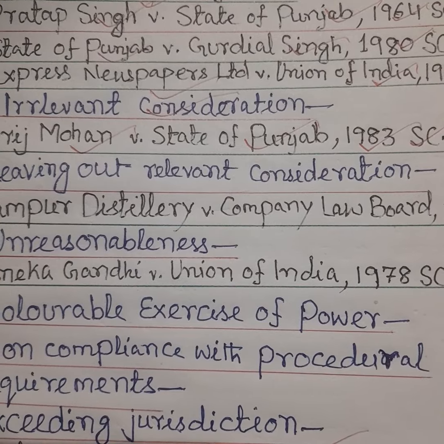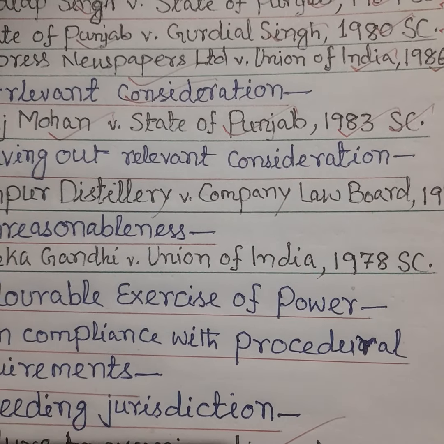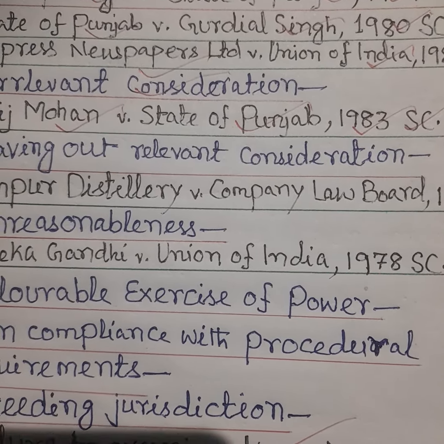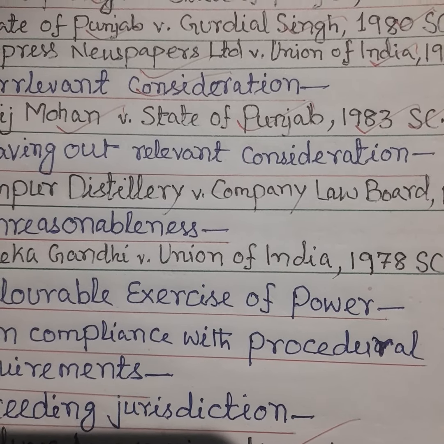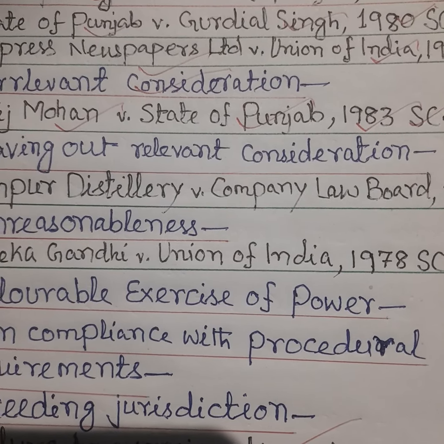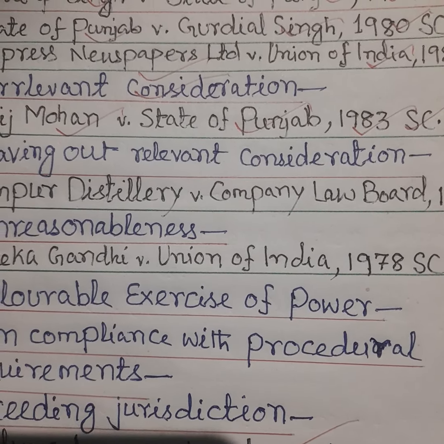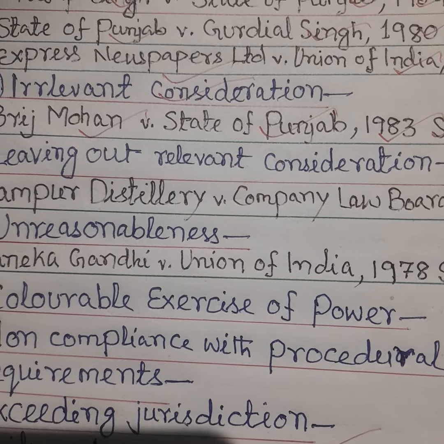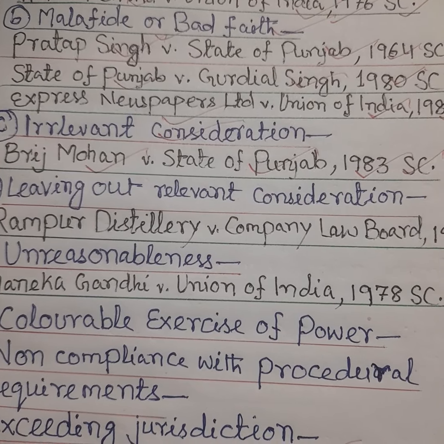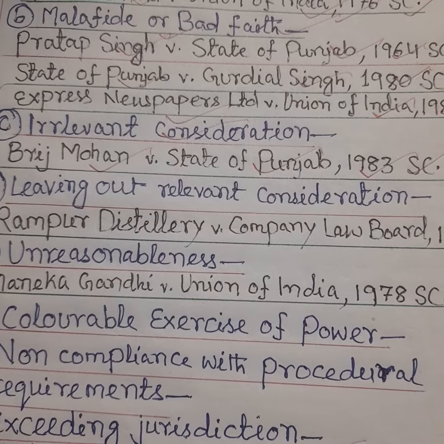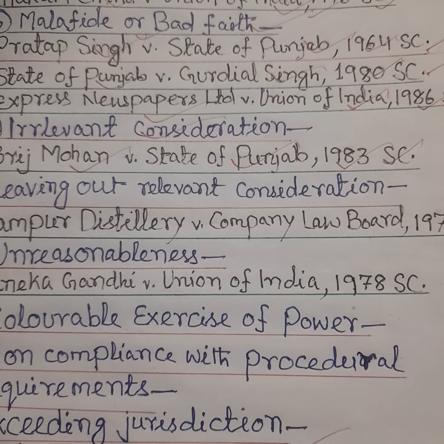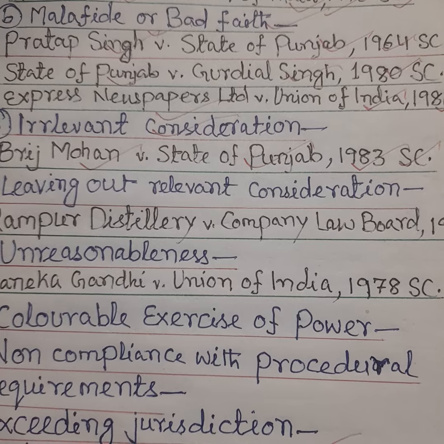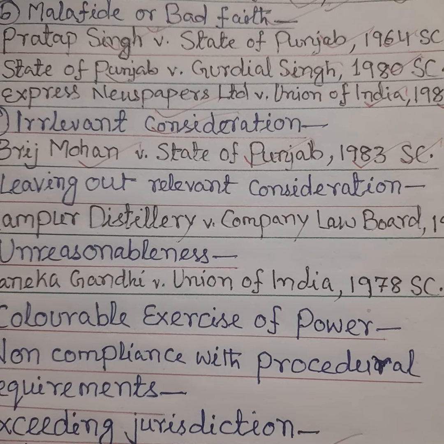So in Brij Mohan versus State of Punjab in 1983, it was held that a government servant was compulsorily retired from service on the basis of the service reports for a period of 20 years, while the government was required to consider the service reports for a period of 10 years only. The order of compulsory retirement was held to be invalid on the ground that the government took into account some irrelevant consideration.